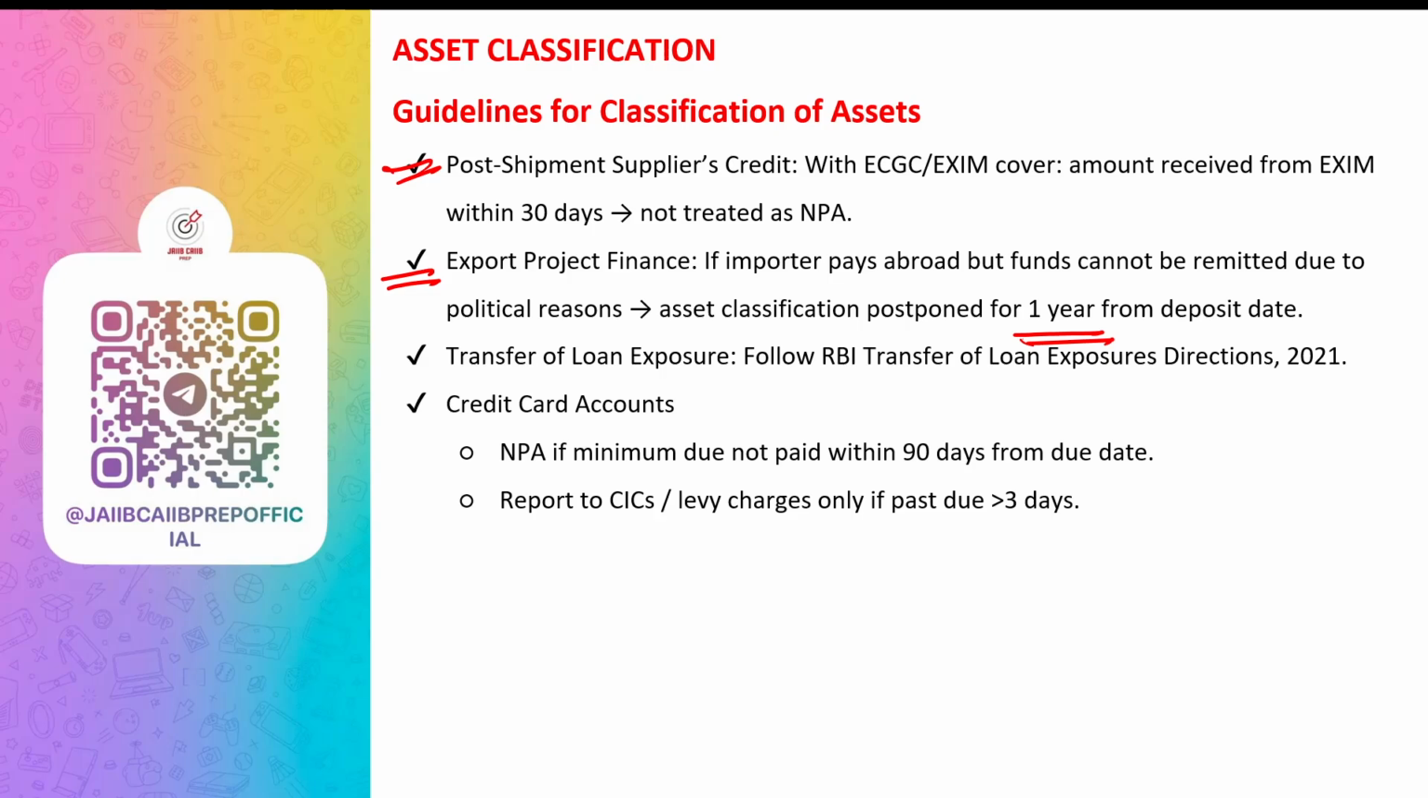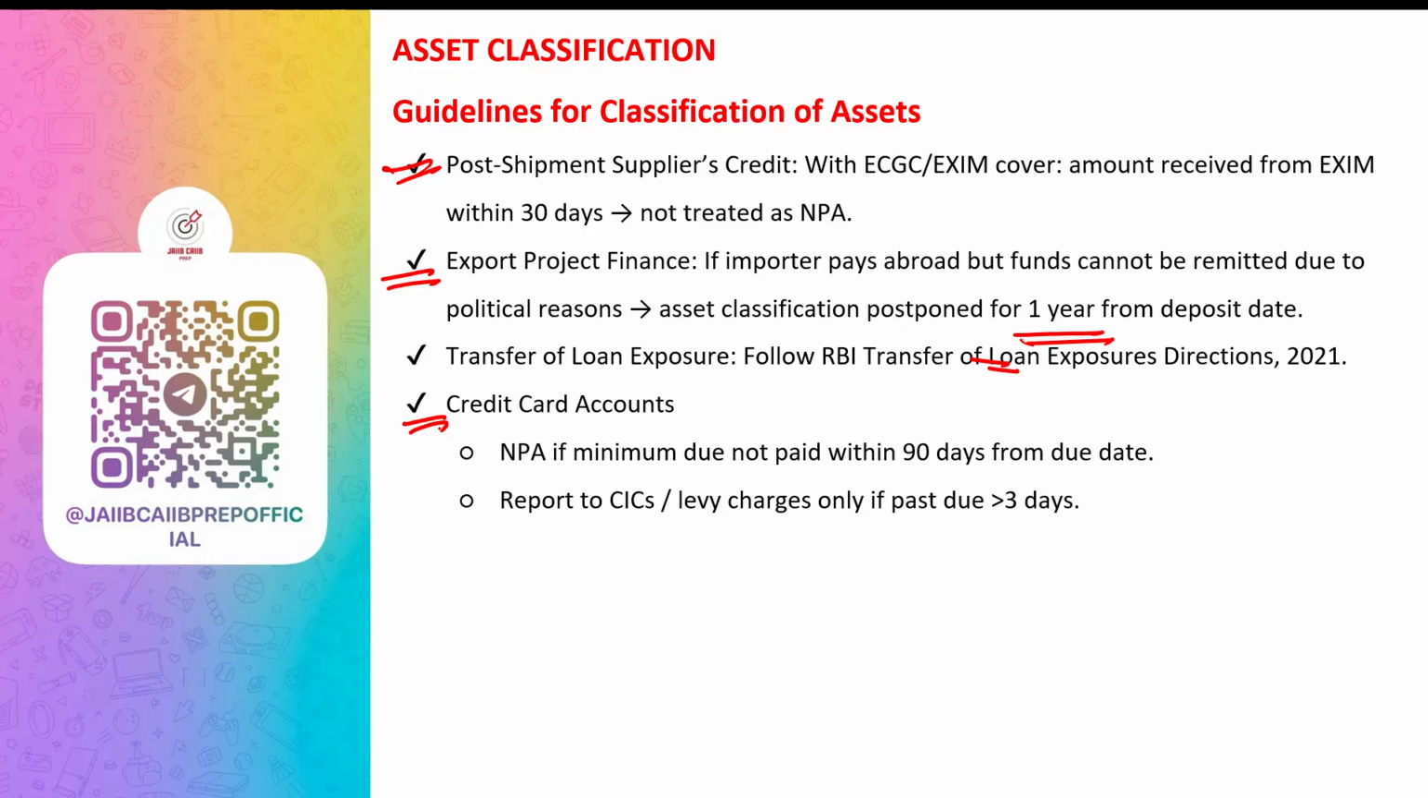Transfer of loan exposure. So sometimes one bank transfers its loan exposure to another bank or financial institution. And for such transfers, the rules of asset classification and provisioning are as per the RBI Transfer of Loan Exposure Directions 2021. This means that whichever bank currently holds the loan must follow the RBI guidelines for recognizing NPAs and setting aside the provisions.